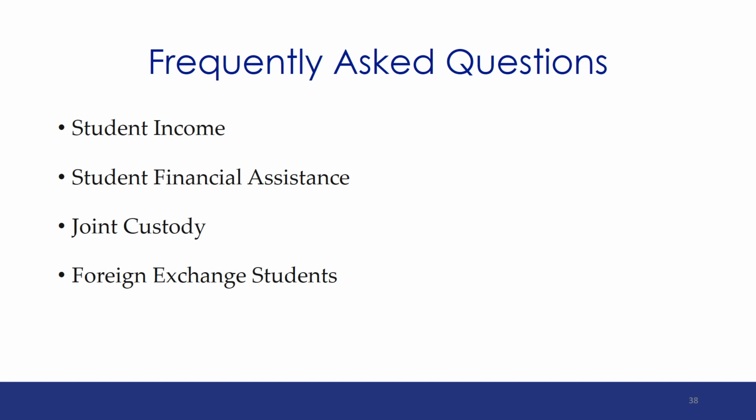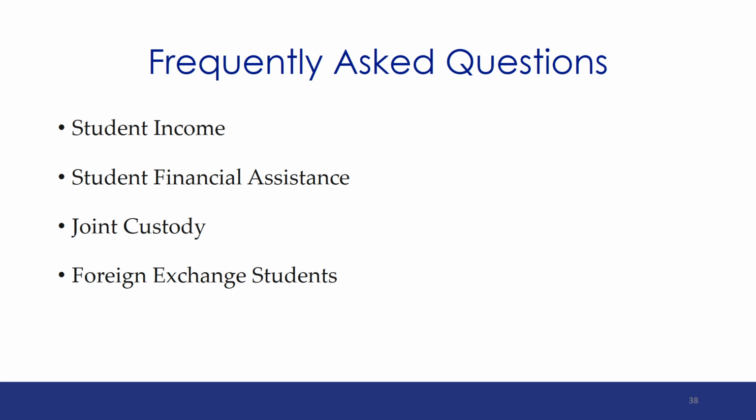We are often asked questions about the following. Student income. Households only need to report income that is earned on a regular basis. Summer jobs, such as detasseling corn or mowing lawns, should not be included. Student financial assistance. Households should not report scholarships, loans, grants, or work study.